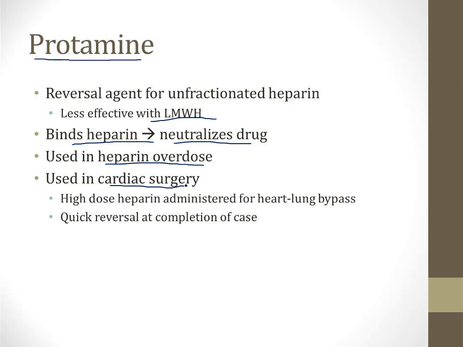So when patients have open heart surgery, they have to immobilize the heart, and this means the patient needs to be placed on something called the heart-lung machine, which oxygenates the blood. Circulating blood through the heart-lung machine requires very high dosages of heparin to prevent clots from forming. When the case is over, you obviously want to quickly reverse the effects of heparin so that the patient doesn't bleed, and this is done by administering protamine.